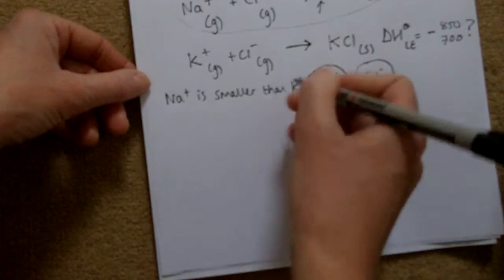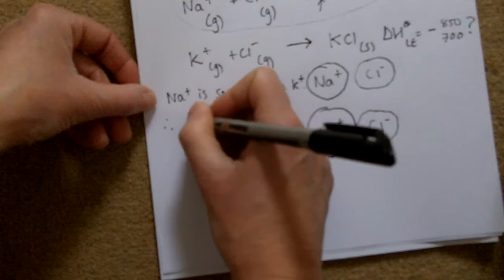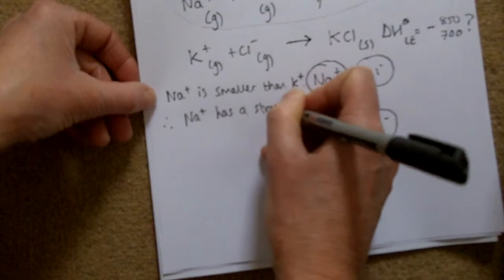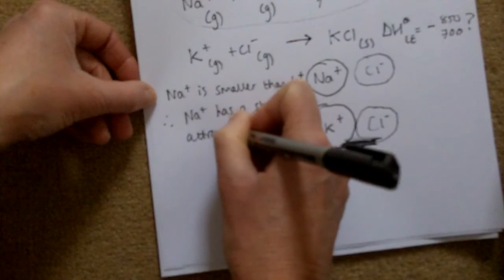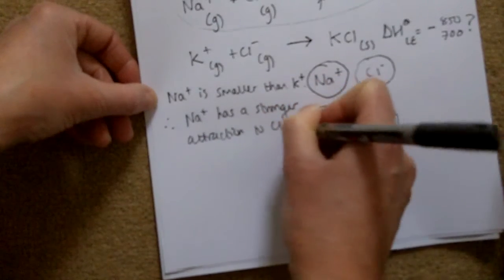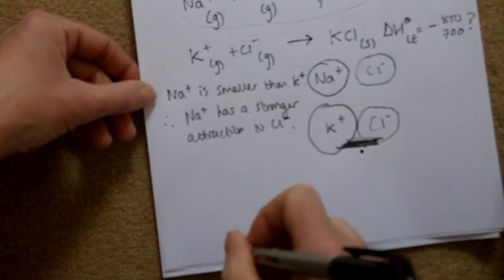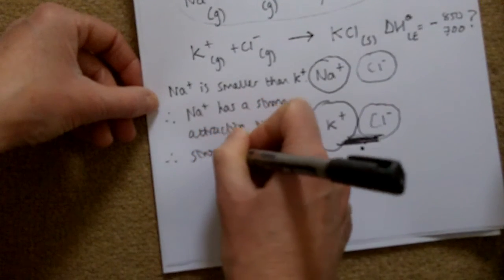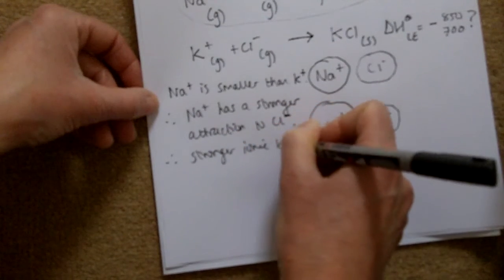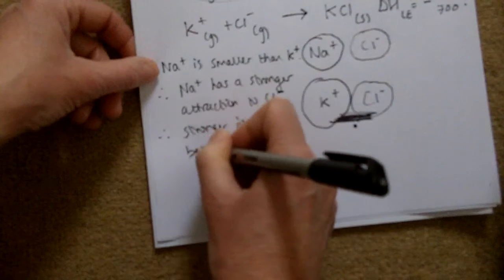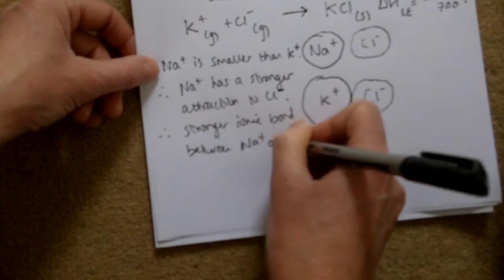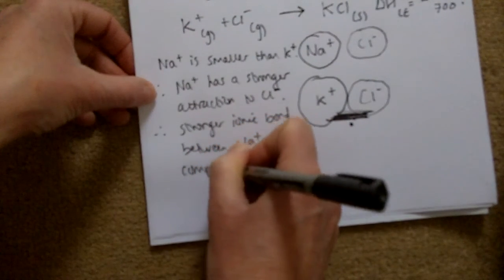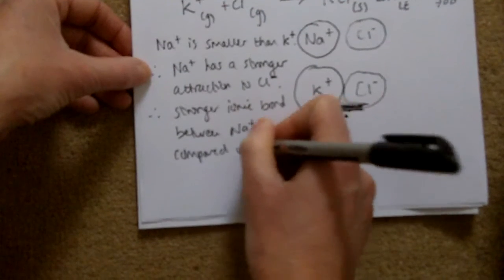Okay, therefore Na plus has a stronger attraction to Cl minus than K plus. Therefore, there's a stronger ionic bond. There's a stronger ionic bond between Na plus and Cl minus compared with K plus and Cl minus.